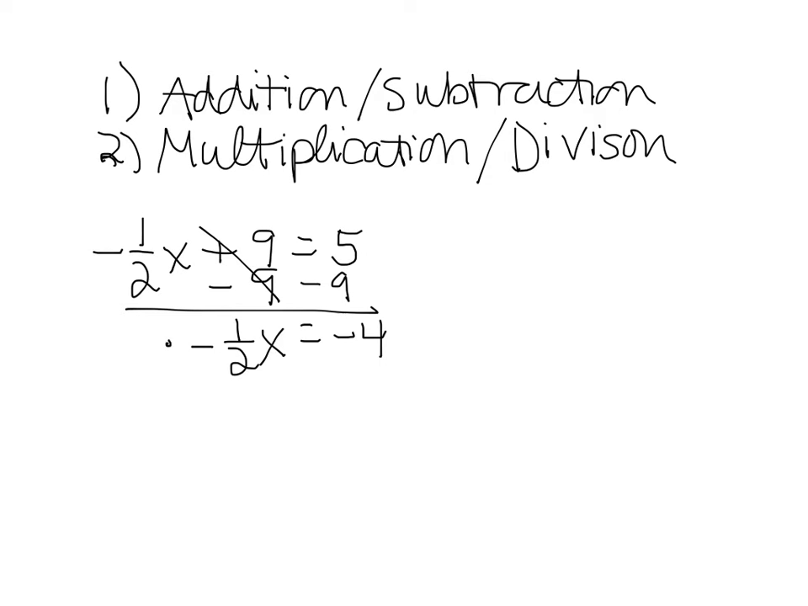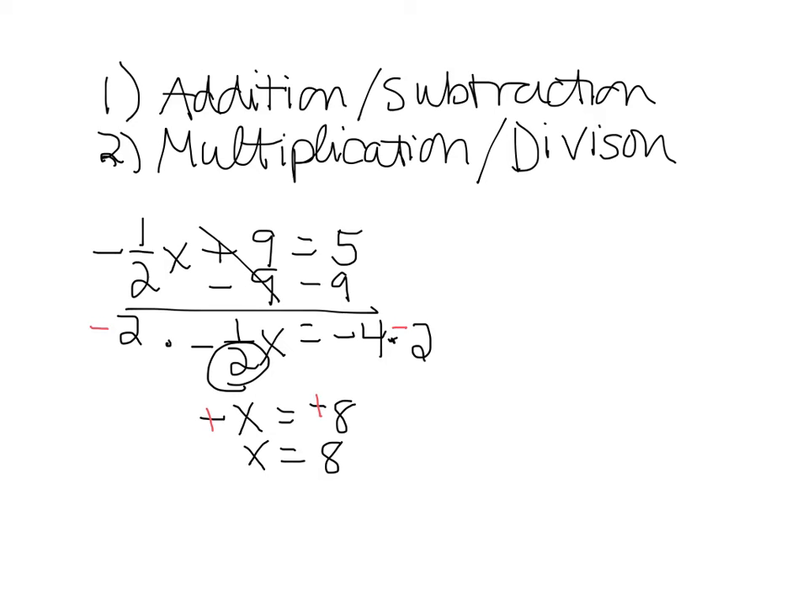To undo the fraction, I'm going to do the fraction destroyer. Going to multiply by 2. If I do it like this, then what I have left is the opposite of x, which is negative x, and x equals positive 8. On the other hand, if I had multiplied by the negative first, I would have positive x on this side and positive x on that side. You choose whatever makes the most sense to you.